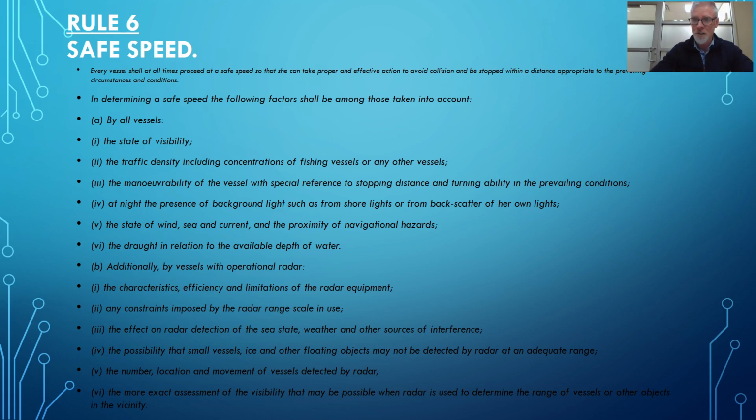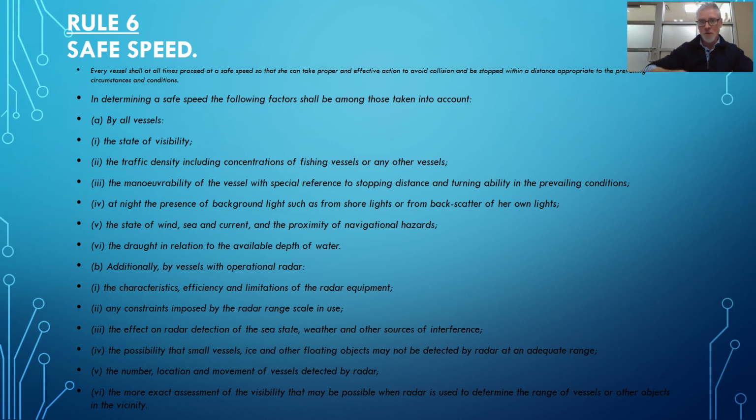We talked about that earlier, okay? Larger vessels traveling faster are going to take a lot longer to stop than a smaller vessel, okay? Turning ability in prevailing conditions, okay? It's going to take you a lot longer to turn around if you have wind and waves acting in the direction in which you want to turn. When I was in the Grand Banks, we would always use the wind and the waves to aid us in our turn, okay?